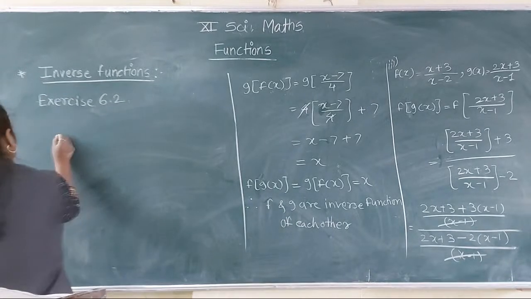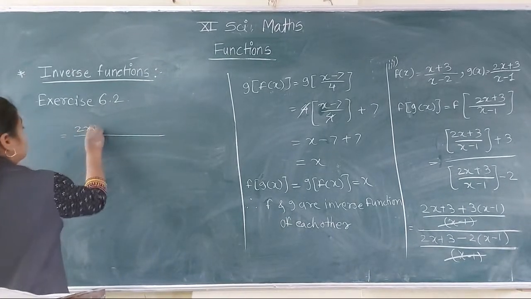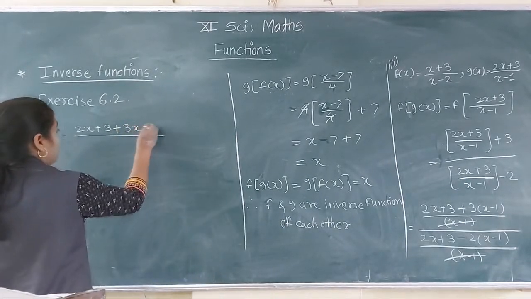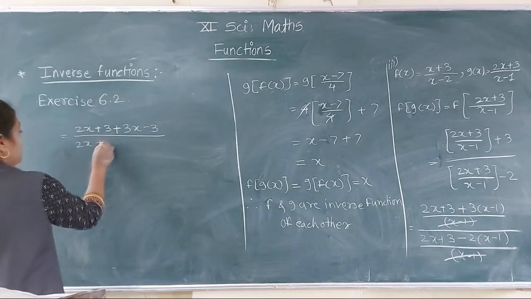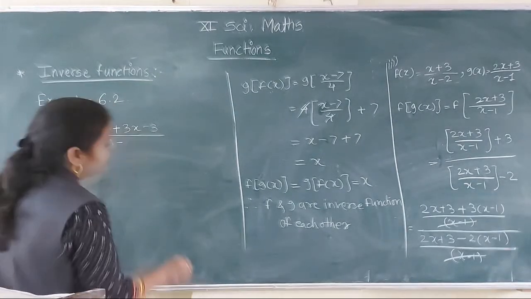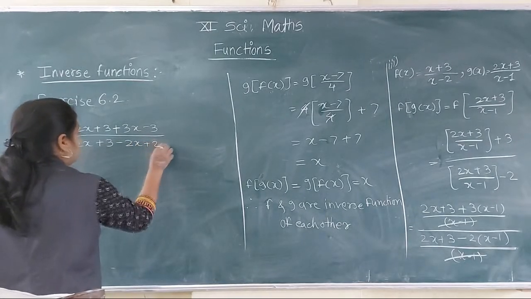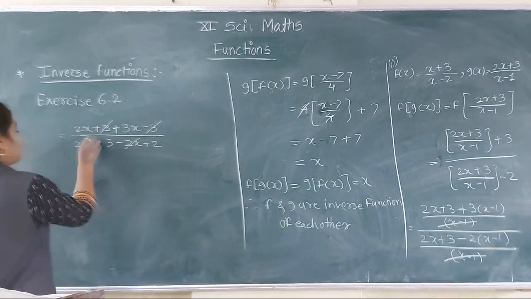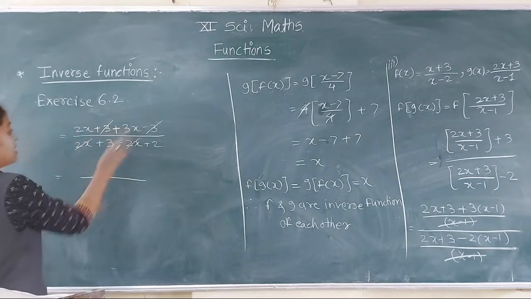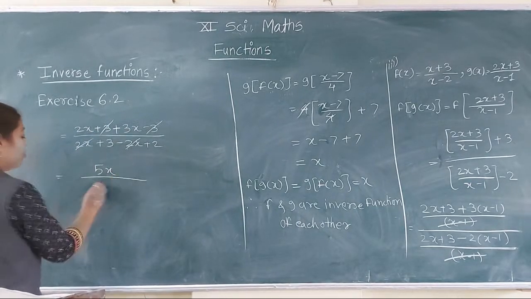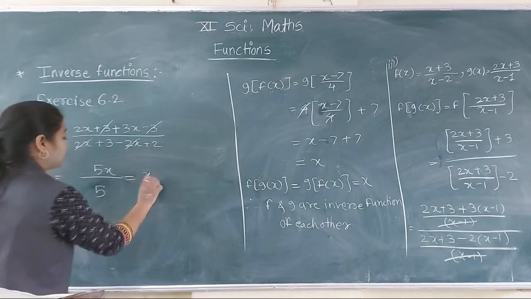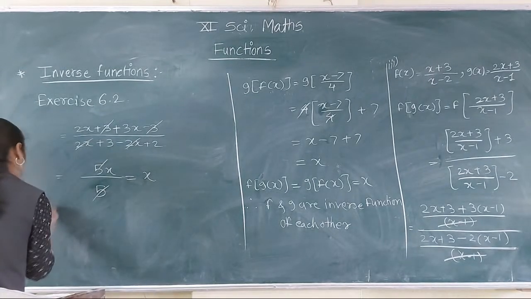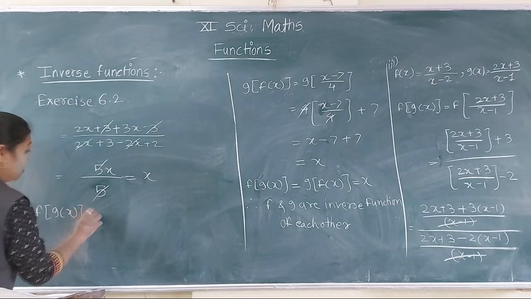सो व्हाट आर द रिमेनिंग टर्म्स 2x + 3 plus 3x minus 3 upon 2x plus 3 minus 2x plus 2. So this minus 3 plus 3 get cancelled, minus 2x plus 2x cancel. So 2x plus 3x 5x, 3 plus 2 5, so it will be 5 cancel. So f of g of x आपला x आला.